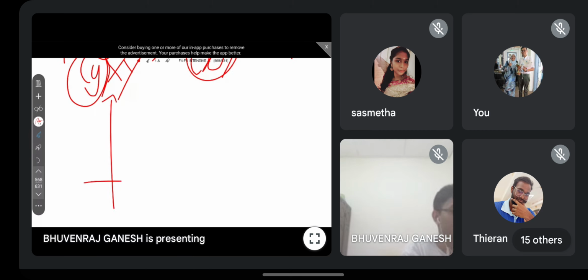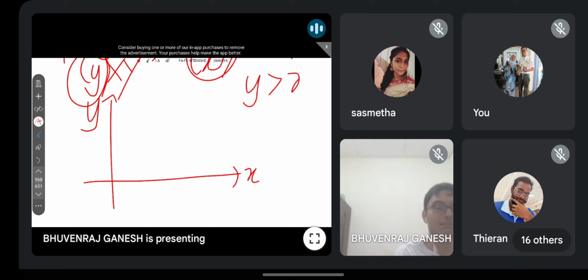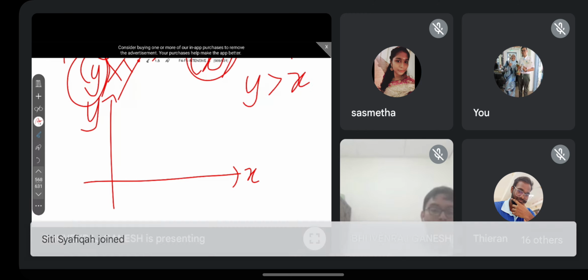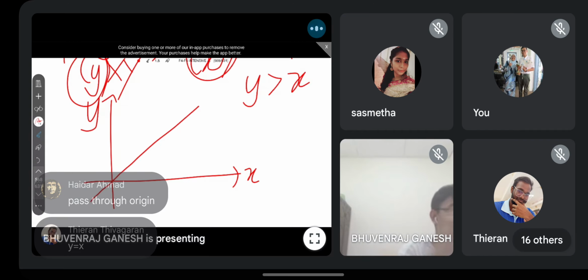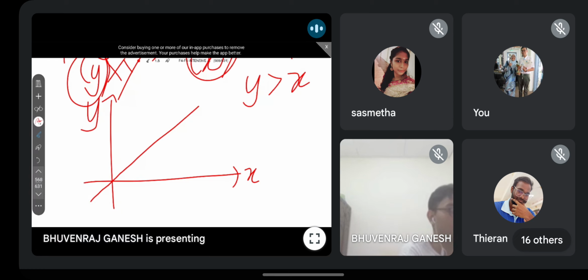Y versus X. Okay, so guys, how will this graph look like? Can you tell me? Y greater than X. Macam mana graph ni akan nampak? Macam mana saya nak lukis graph ni? Describe to me the graph. Yes, passes through origin, correct. Okay, something like this. Y equals X.